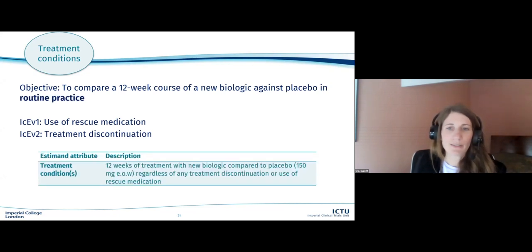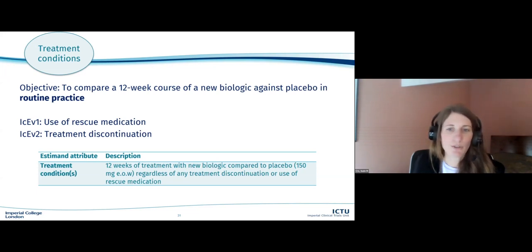Now, the in-routine practice factor here is key to inform what we want to compare. So we are aware that the rescue medications are also available in routine practice, and how in clinical practice, there will similarly always be patients who will stop taking treatment for various reasons. Therefore, to align with the objective, we should include and allow for these in the trial treatment effect.